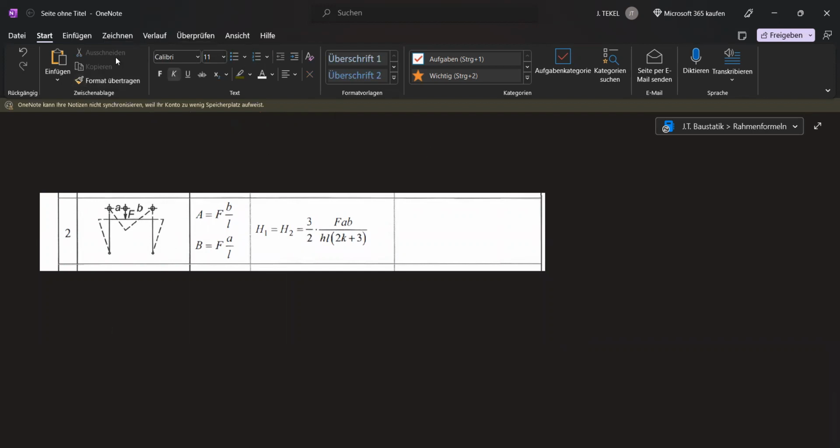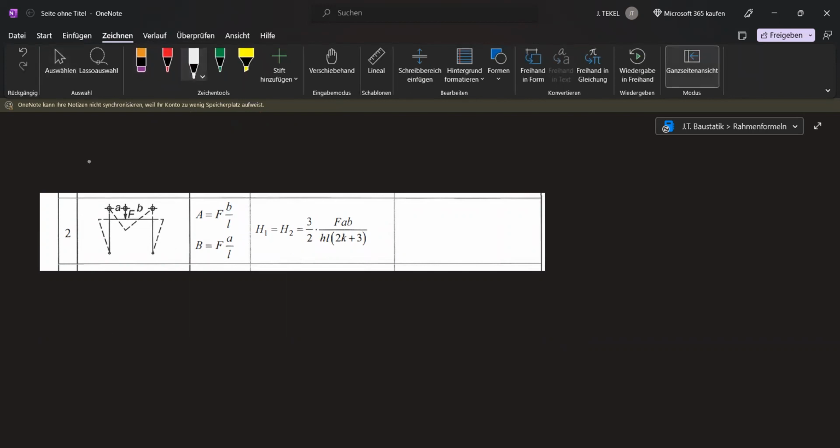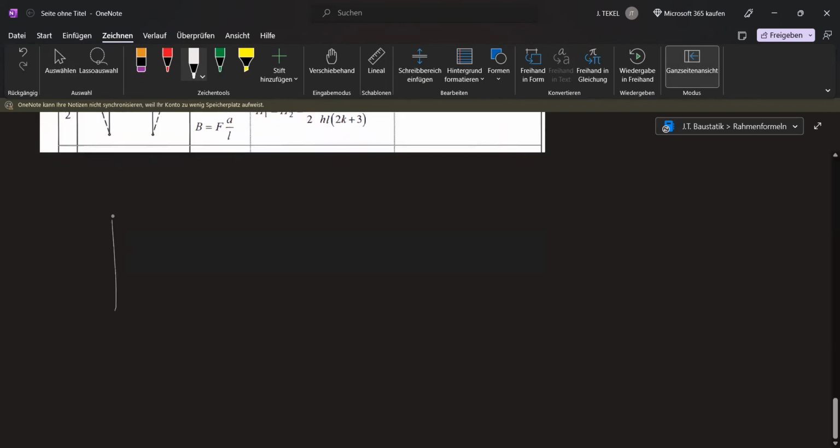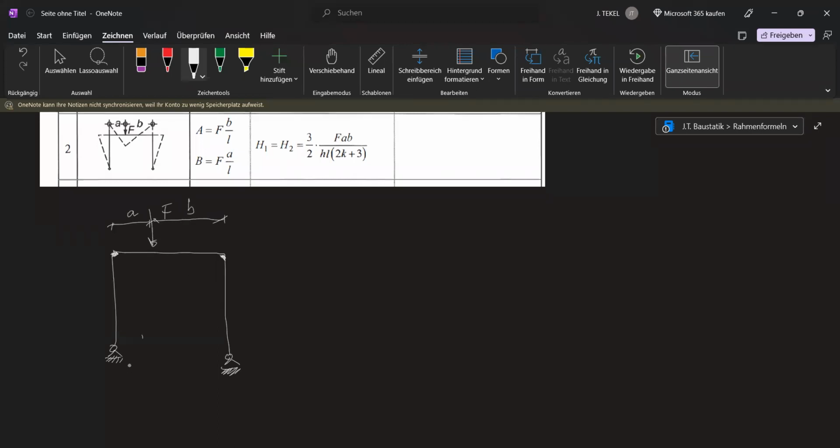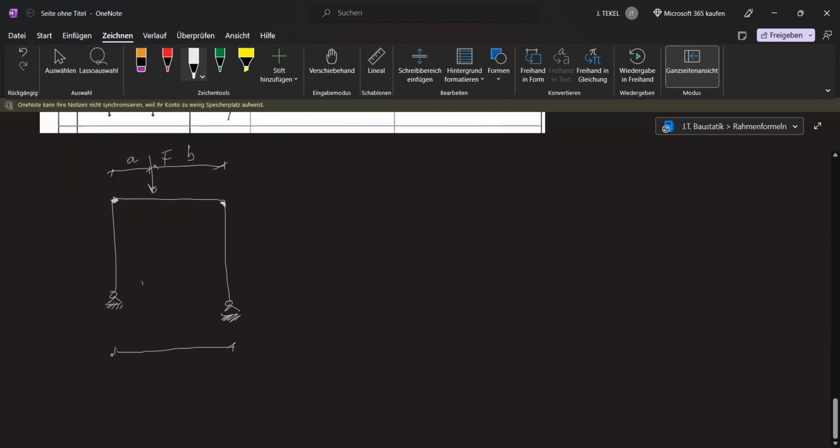So what do we need? We need to draw the system again. The pin support on the left, the second pin support on the right. The frame corners are able to carry bending moments, the moment resistance. We have a single load F here, and the distance between the single load and the left corner should be A. The distance between the single load and the right frame corner should be B. The span length is L, and the frame height is H.